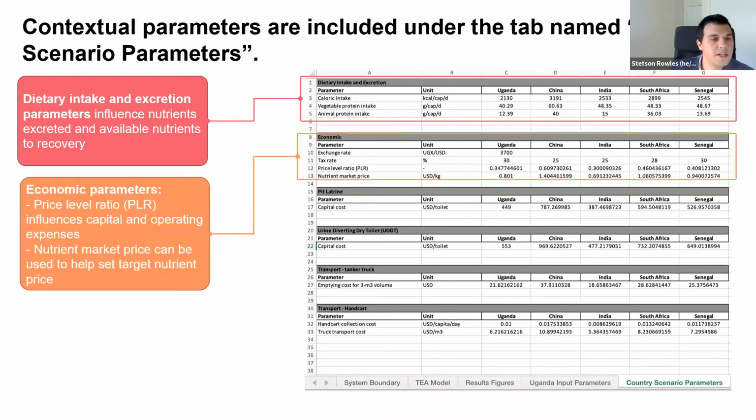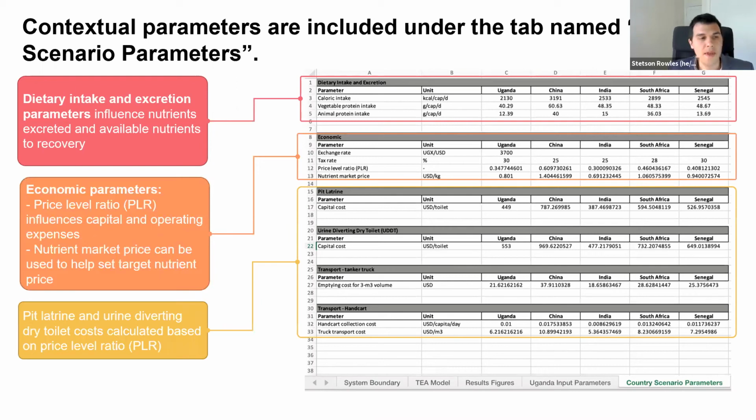The next here is economic parameters. And some of the important ones here that we're going to be looking at are price level ratio. And this will influence the capital and operating expenses, and then also the nutrient market price, which can be used to help set the target nutrient price.